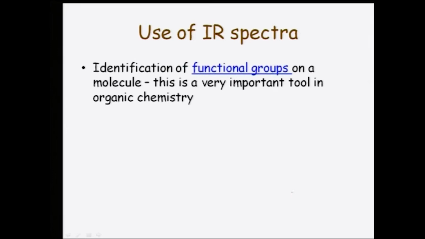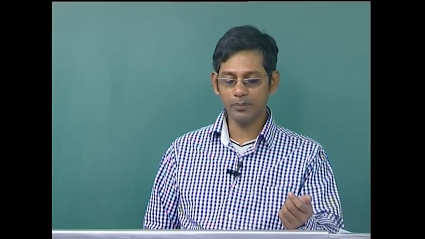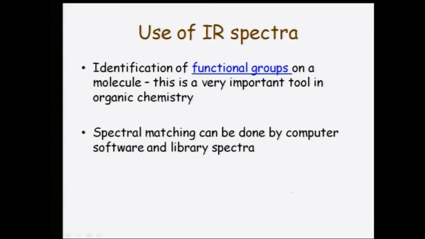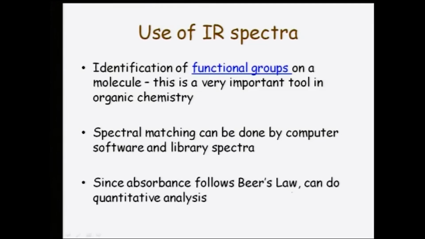Let us see what else we can do. Therefore we can identify different functional groups in the molecule. That is very important in organic chemistry, because you need to know what kind of functional group is present in the molecule produced by the chemical reactions, and only then can you formulate the structure of the molecule. Spectral matching can be done by computer software, as I told you, and library spectroscopic data are also available.